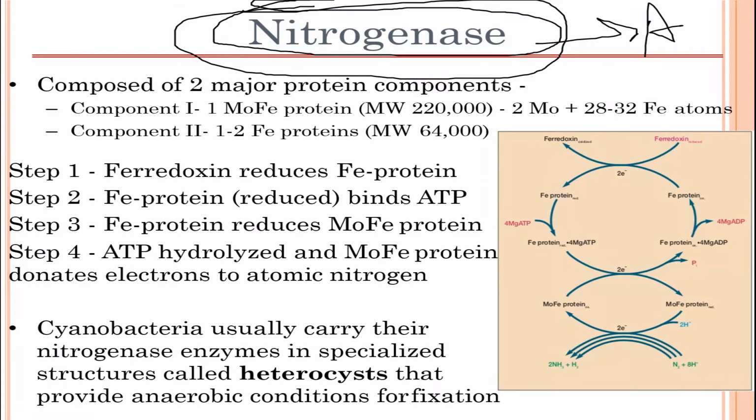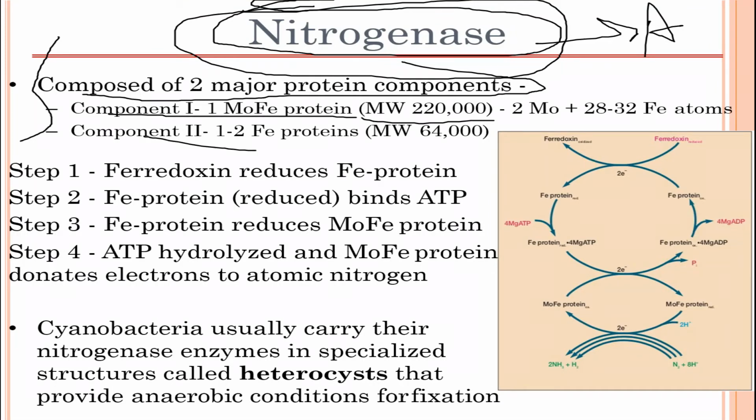Talking about its complexity, as you can see on your screens, it is composed of two major protein components. Component one is the MoFe protein, or molybdenum-iron protein, which has a molecular weight of this much, and the second is the Fe protein, which has a molecular weight of this much. So it has two major protein components, as you can see.